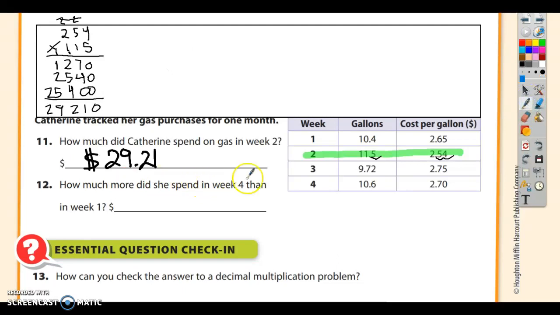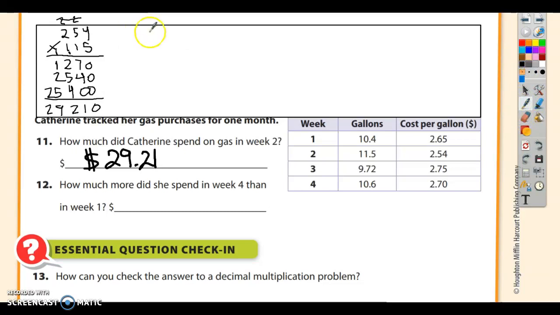All right, question number 12. How much more did she spend in week 4 than in week 1? Well, in order to do that, we got to figure out week 4 and week 1 and then subtract. So we'll start with week 1. And I really don't even have space for that. I'm just going to do week 1 on the left and week 4 on the right.